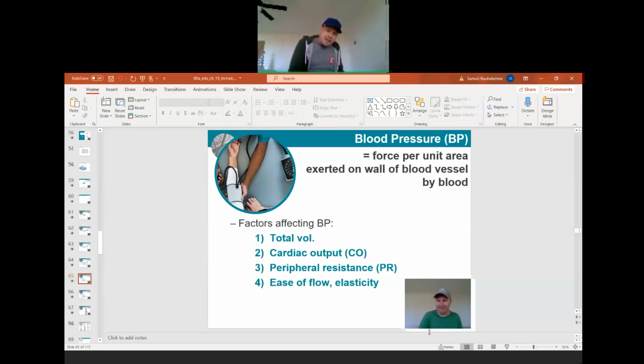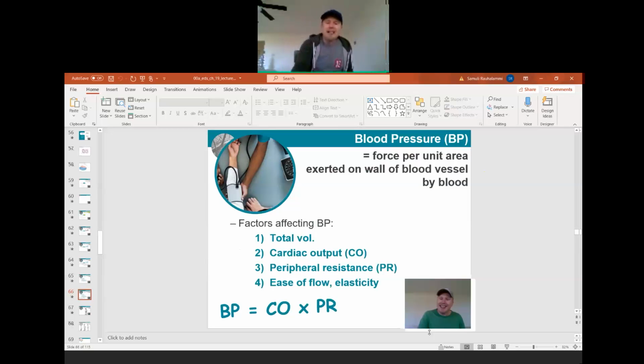Also, the resistance to the blood flow within the cardiovascular system, especially in the vasculature, known as peripheral resistance, plays a role. And of course, as well, how well the blood flows in vessels, how elastic the vessels are, and so on. So really, we can calculate your blood pressure by multiplying the cardiac output with the peripheral resistance, this resistance to the flow of the blood in the vasculature.